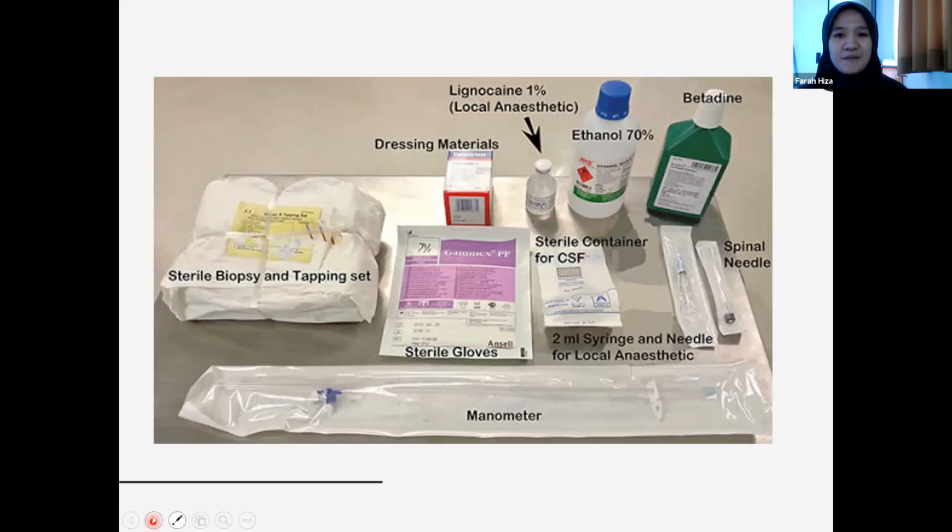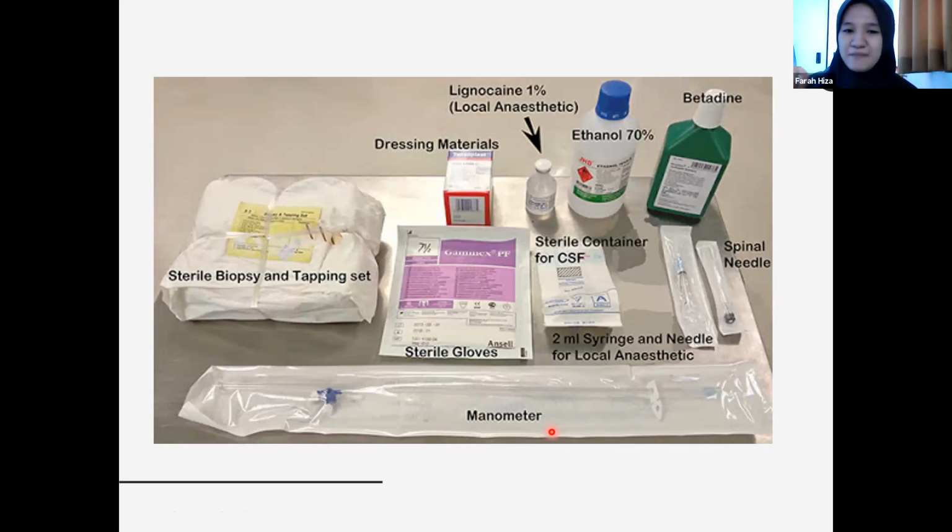Okay, so this is the sterile set. On the left side, we have the sterile biopsy taping set. Usually, it comes together with the drape and also the sterile PPE. We have the sterile gloves, and then below that, the manometer. Usually, we do not use the manometer to measure the pressure.